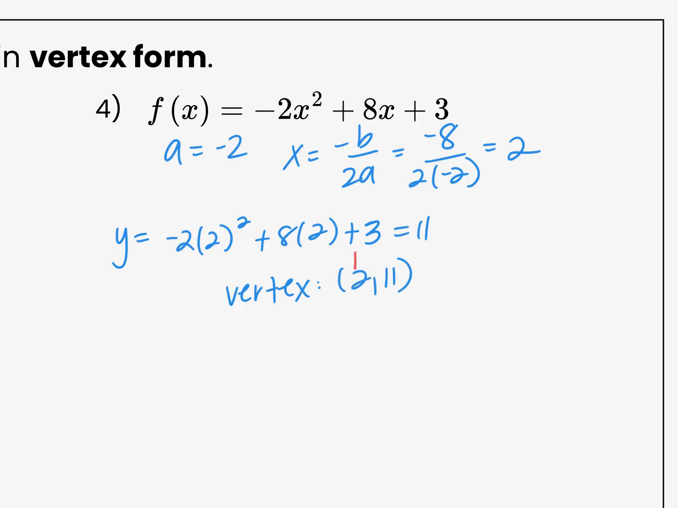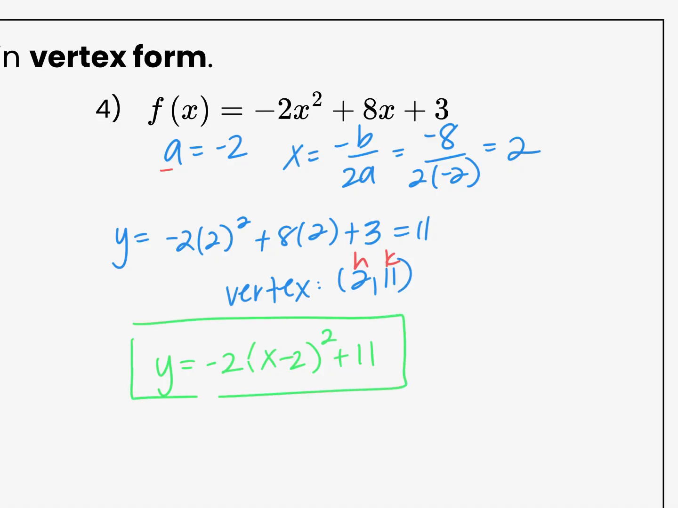So again, that's my h and k, and here's my a. So I get y equals negative 2. I have to write it in this time because it's not 1. X minus h, which is 2 squared, plus k, which is 11. There's my vertex form.